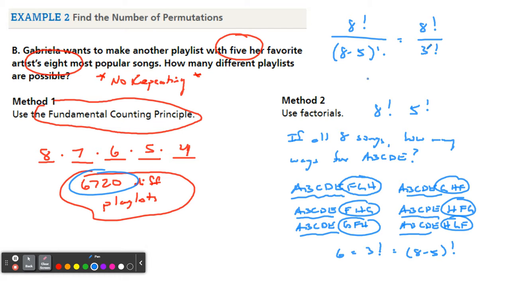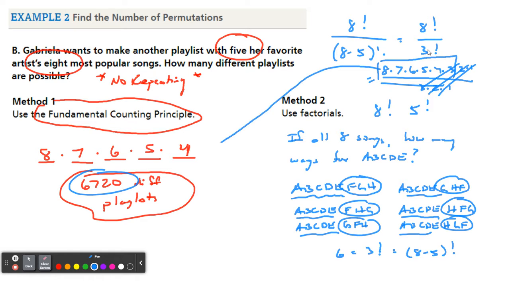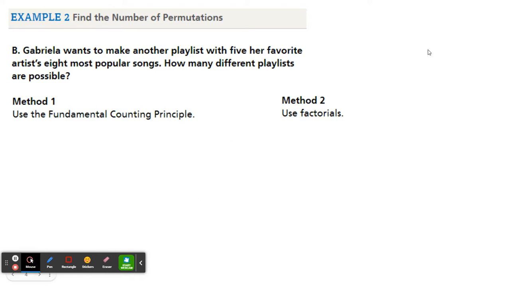And here's why. Watch. What is 8 factorial? 8 factorial is 8 times 7 times 6 times 5 times 4 times 3 times 2 times 1. But when you divide by 3 factorial, 3 times 2 times 1, notice what happens. The 3's cancel, the 2's cancel, the 1's cancel, and you are left with exactly what you had using the fundamental counting principle. And you get the exact same answer of 6,720 playlists. All of this discussion was to explain where this formula comes from, and on the next slide will be your formal introduction to the permutation formula.